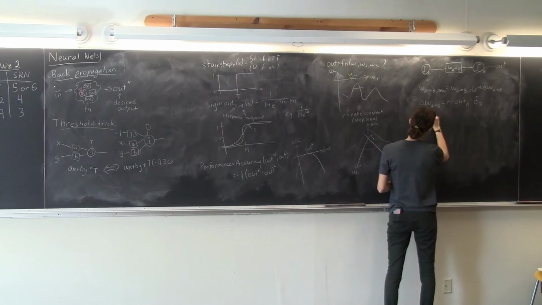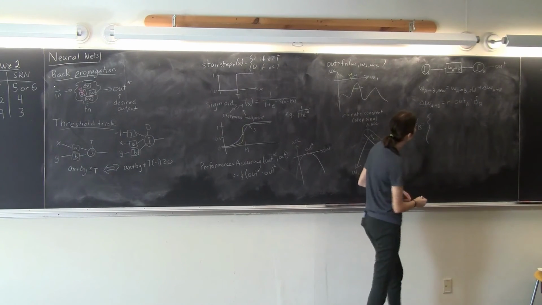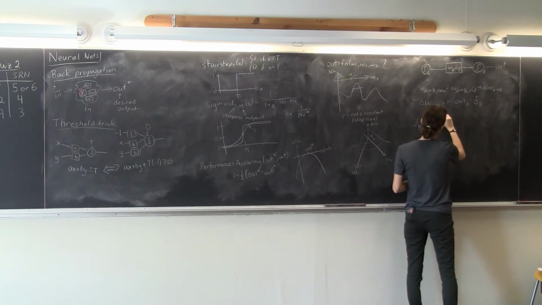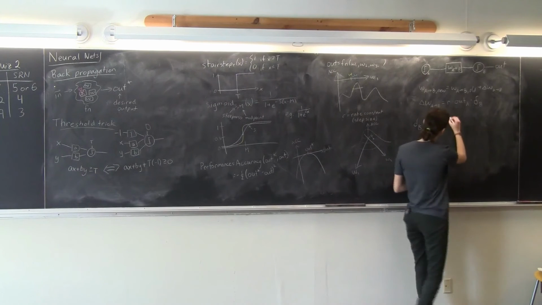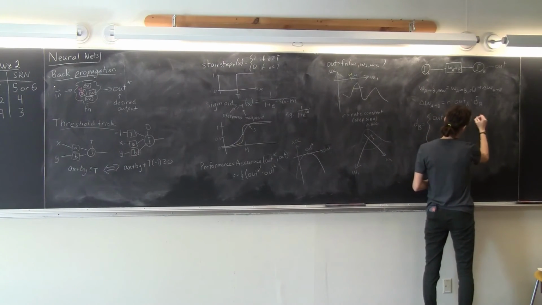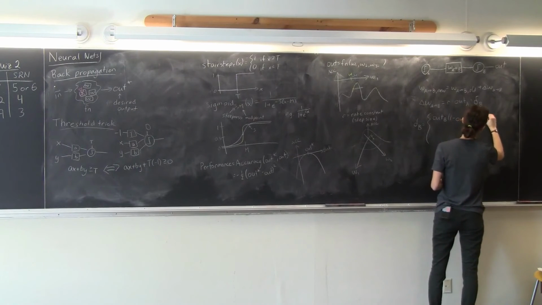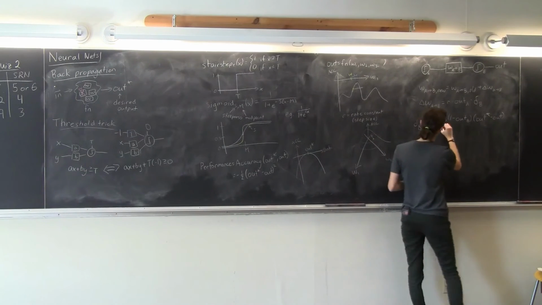So in that case, we're going to have delta B will be equal to the output of neuron B, which is just equal to the overall output, times 1 minus the output of neuron B, times the desired output minus the actual output. And so that's if B is in the final layer.